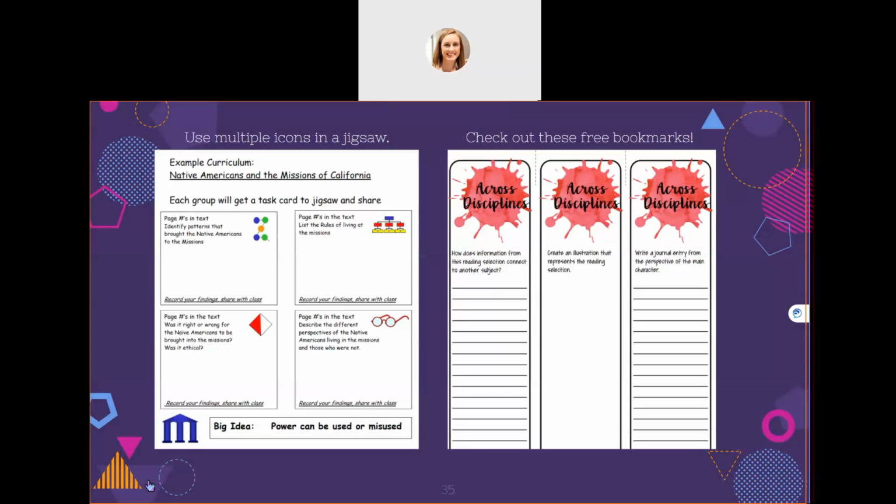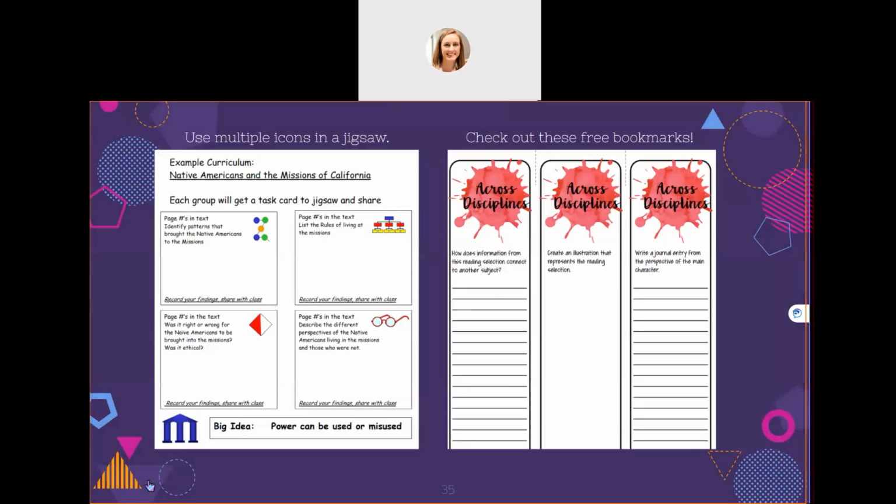So in this particular task, the students are studying the Native Americans and the missions of California. And each group in the jigsaw is going to get a task card and they're going to share. And so you can see that one group is going to be focused on patterns. Another group is going to focus on the rules of living at the missions. One will be focused on the ethics. Was it right or wrong for the Native Americans to be brought into the missions?